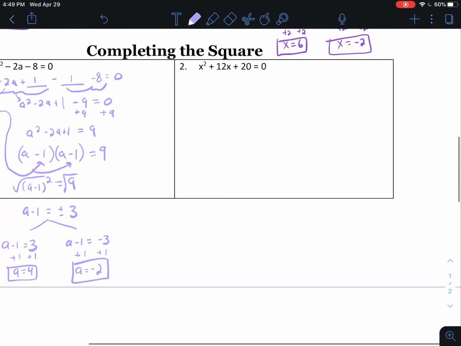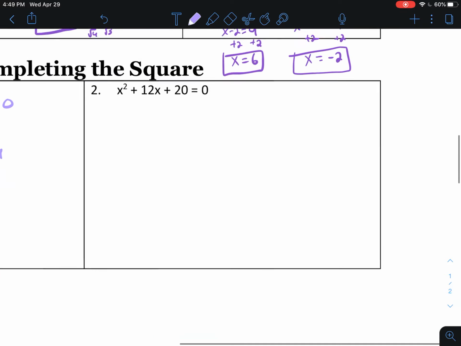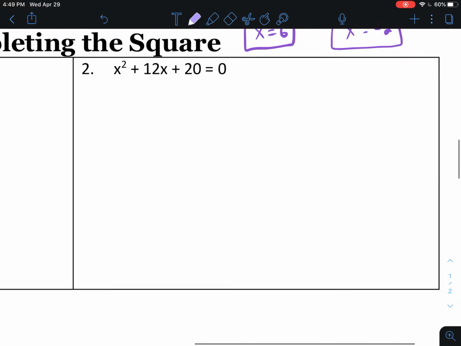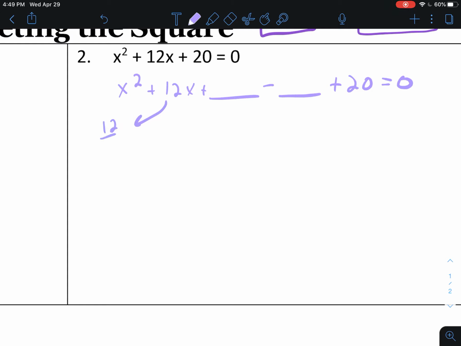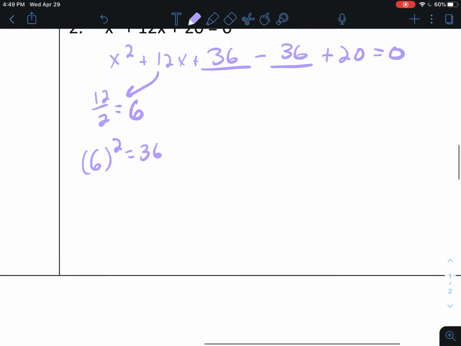Okay, let's run through one more of those completing the square problems, and then we'll be done with all of this worksheet. So, first step, break it up. Remember, we have to add in the blank, we have to subtract a blank, and then we add 20 to the end of that, equal to 0. Then we find the c value. Remember, you take the b value, 12 divided by 2, gives us 6, and then we square it, gives us 36, so 36 goes in our two blanks.